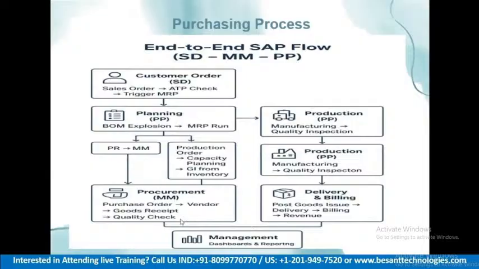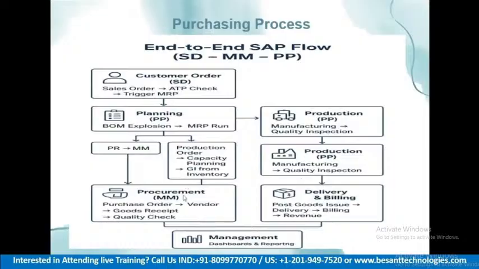We will procure the raw material, the semi-finished goods, subcontracting, whatever external items are required to create one finished good. We will procure those raw materials and semi-finished goods and send them to production. Then the production will go on. Once production is completed, we will do quality inspection. Then again it comes to sales, where we have to do the delivery and billing.